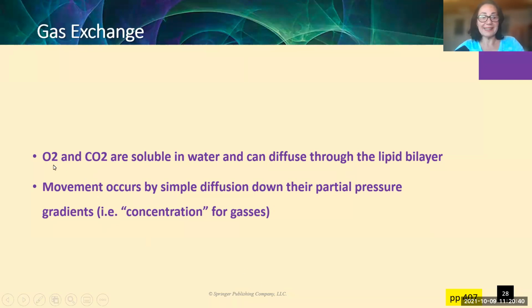All right, so the gases we're talking about are always oxygen and carbon dioxide. Both of them can dissolve in water, and they can diffuse right through the cell membrane, that phospholipid bilayer. So you don't have to transport them. They just spontaneously move down their concentration gradient. Because what we're talking about are gases, instead of saying concentration, we call it their partial pressure gradient.